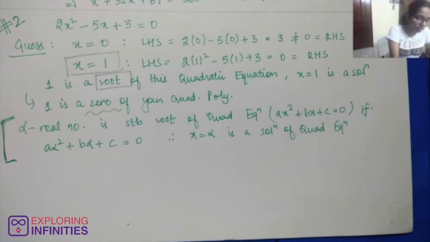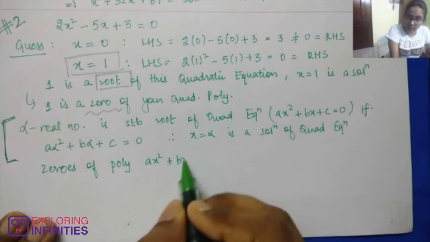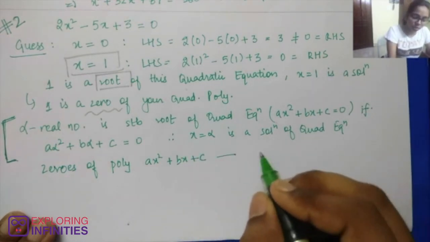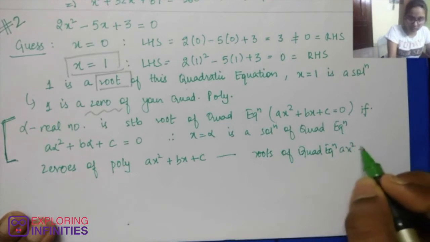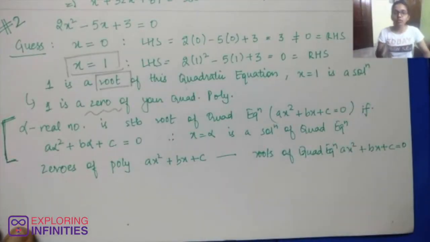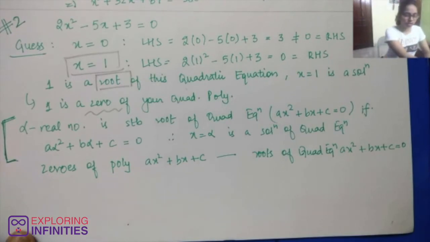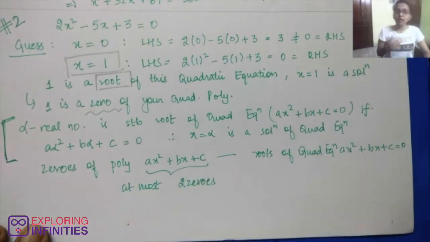It means zeros of polynomial ax square plus bx plus c is the same as roots of quadratic equation ax square plus bx plus c equal to 0. So you know that for a quadratic polynomial, you'll have at most two zeros. You learned this concept in your chapter polynomials. So here for a quadratic polynomial, you'll have at most two zeros, right? In a similar way, you'll have at most two roots for your quadratic equation.